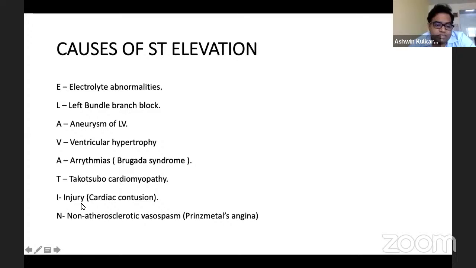And injury: if there is a road traffic accident with cardiac contusions, even then you can have ST elevation. And finally, vasospasm like Prinzmetal's angina can also have ST segment elevation. So you should remember this mnemonic of elevation to know the causes of ST elevation.